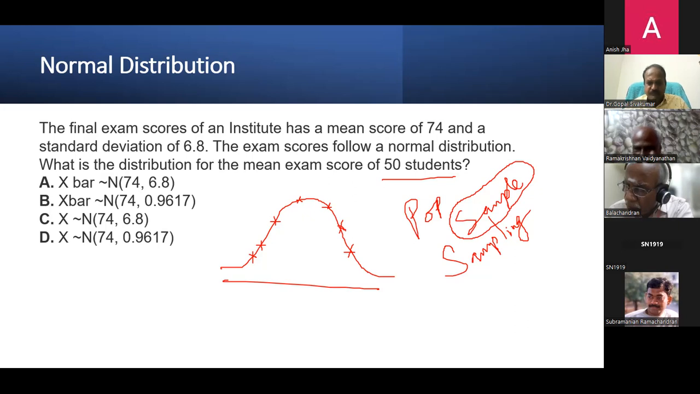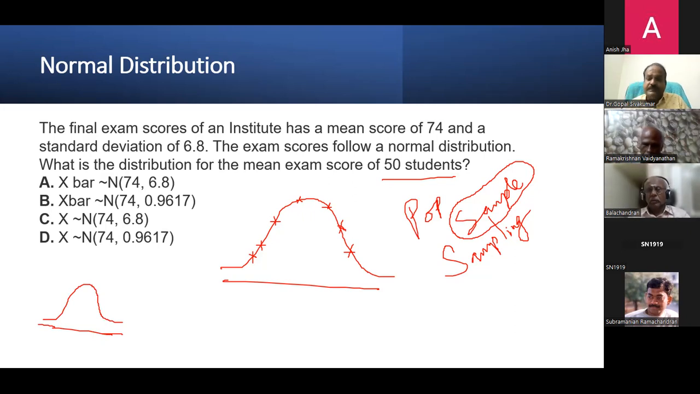Sample and population are clear. Sample will have a mean value. The distribution of another sample also will have another mean value. Yes or no? The distribution of all these mean values will follow a distribution. That is called sampling distribution.